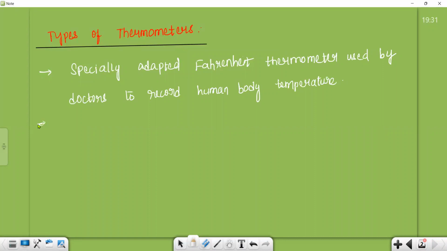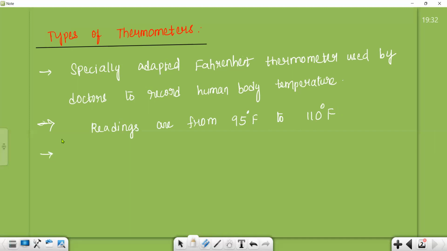Next, if you see the readings, the markings are from 95 degrees Fahrenheit to 110 degrees Fahrenheit in the case of clinical thermometers. Because the temperature of the human body never falls below 95, you cannot find readings below 95. The human body does not go above 110 as well. Above 110, death occurs.